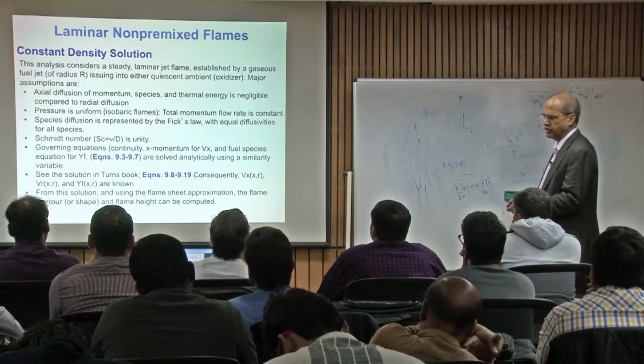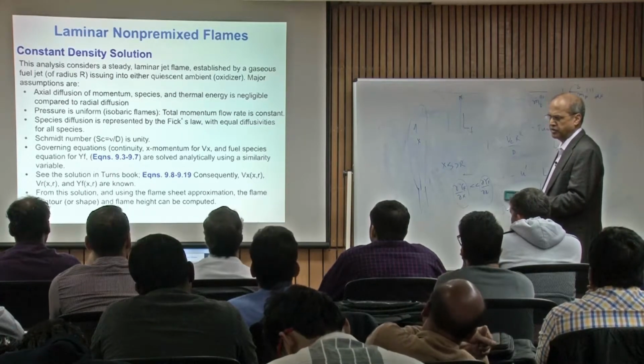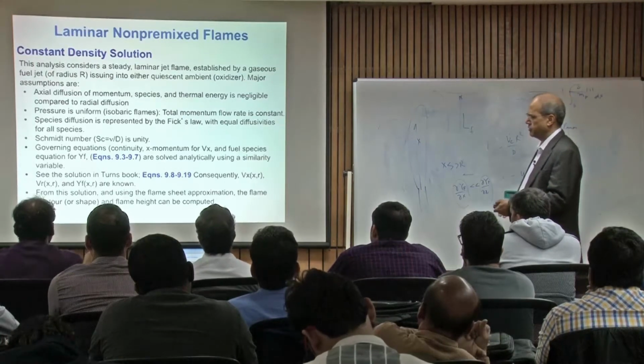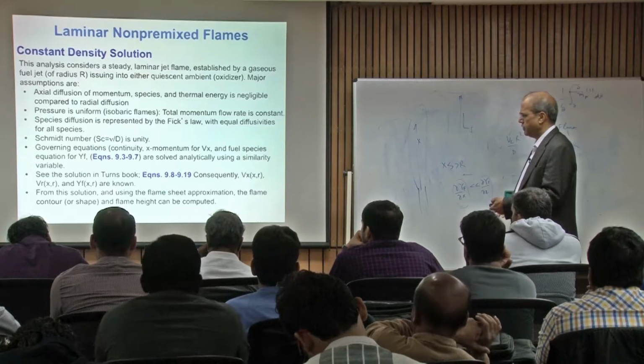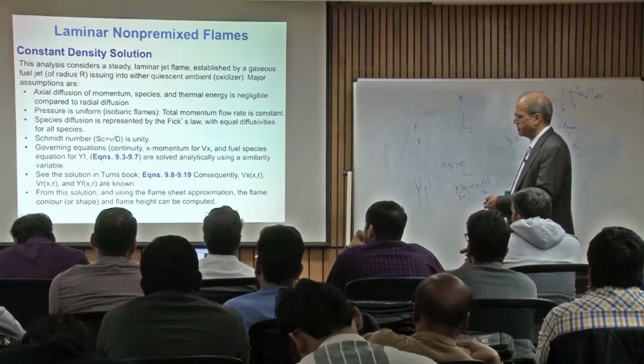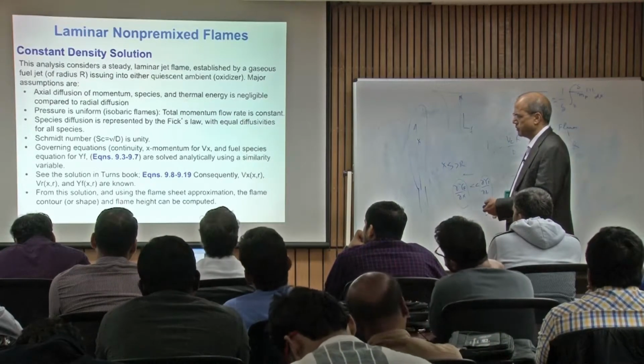It will give us V_x, the radial velocity, and Y_F. We do not consider the energy equation because it is a constant density jet. We do not consider the temperature distribution. And from this solution, we will get some flame properties.